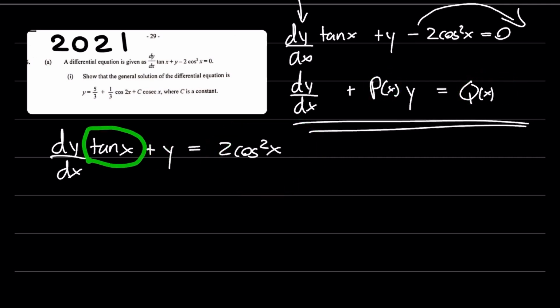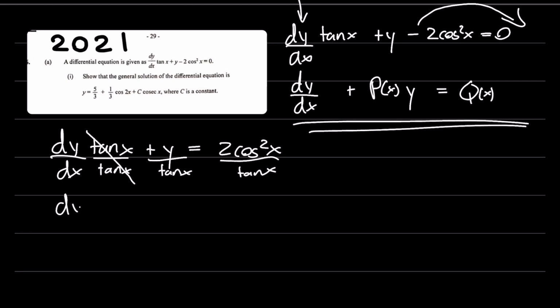But if you notice, we have dy by dx times tan x, and it's supposed to be multiplied by nothing. Dy by dx should not have a coefficient. It should not be multiplied by anything. So to get rid of that, we have to divide everywhere by tan x. Now when we do this, this will cancel out, and everything will be hunky-dory. So we're going to have dy by dx plus 1 over tan x times y should be equal to 2 cos squared x over tan x.